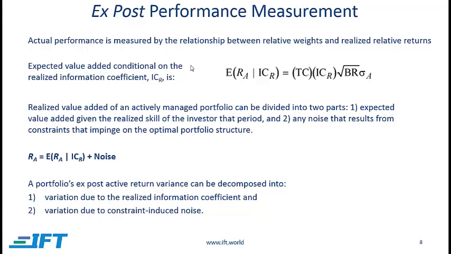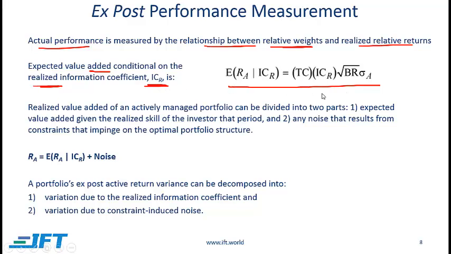Ex post performance measurement. Now this is the performance measurement after a given period. Actual performance is measured by the relationship between relative weights and realized active returns. The expected value added conditional on the realized information coefficient is termed IC, and R is for realized. That's given by this expression. The transfer coefficient times the realized information coefficient, square root of breadth, times active risk.